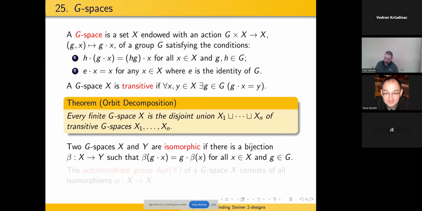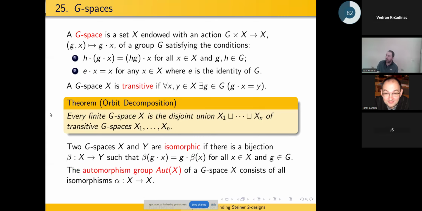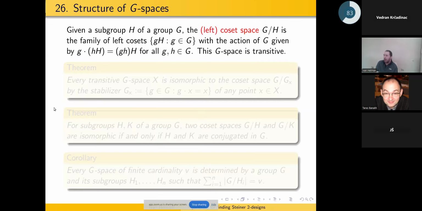Then we introduced the isomorphism and automorphism of the groups. Isomorphism and automorphisms of G spaces are very similar. First of all, two G spaces are isomorphic if there is a bijection that preserves the operation. And the automorphism group of a G space just consists of all isomorphisms from this G space to itself. So it is pretty simple, and we can see the similarities. Okay, now let's talk about the structure of G spaces.